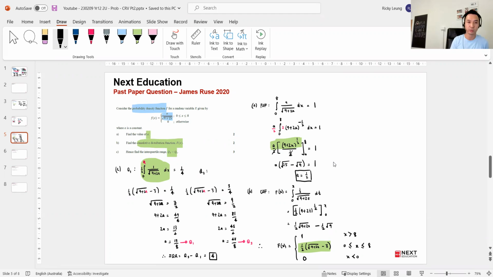So to do the interquartile range, you've got 2 choices. You either integrate this again, or if you're smart about it, you just use the cumulative distribution function, which you already found. And then just pop it into there, and then you sub your numbers in to find a. Is that cool? Let's do another one.